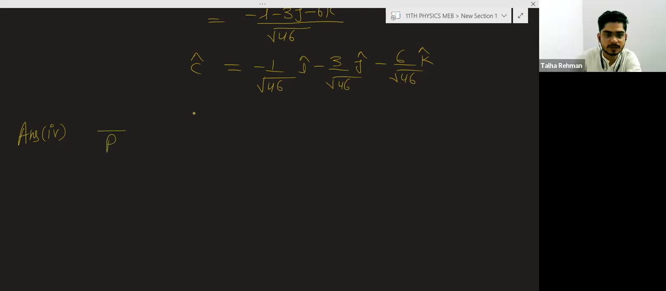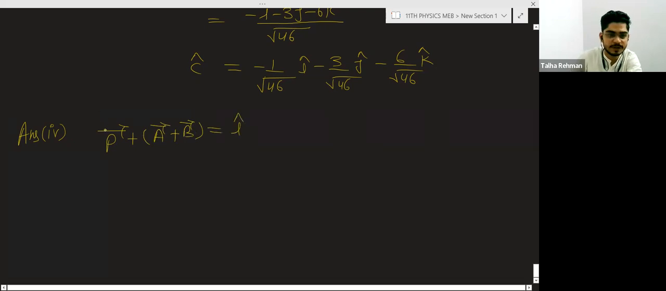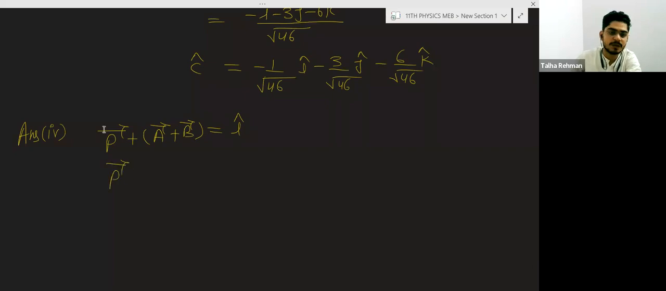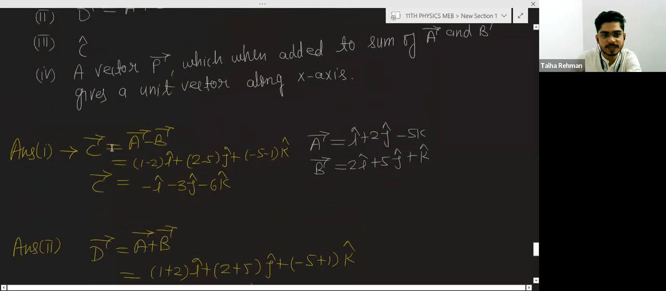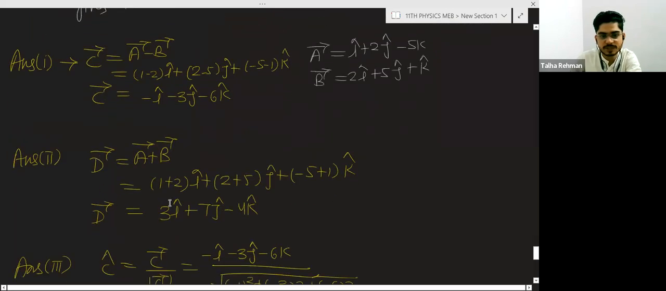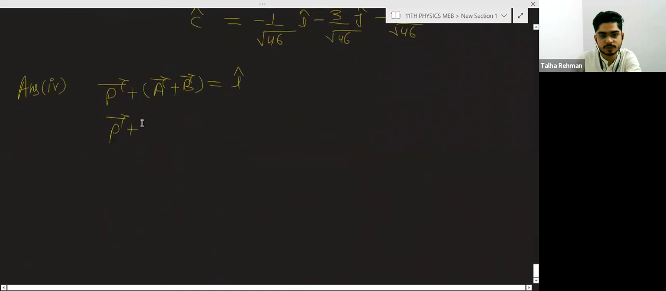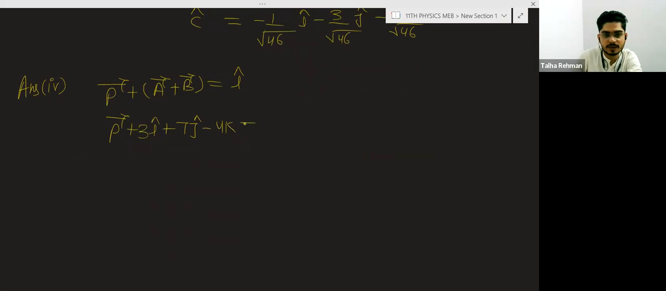So they are saying P when added to the sum of A and B vectors, the result is I cap. So we have to find this P vector. Very easy question. What is the sum of A plus B? A plus B is this D vector, and this D vector is 3 I cap, 7 J cap minus 4 K cap. So I will put this value here. And finally, this is I cap. This is P vector.